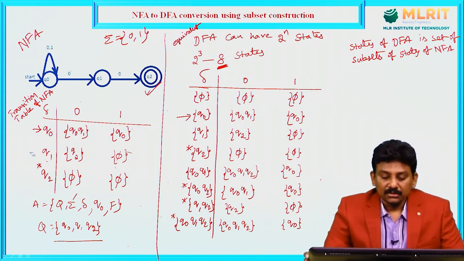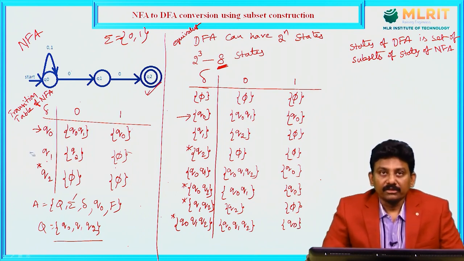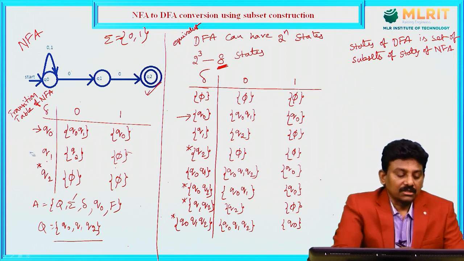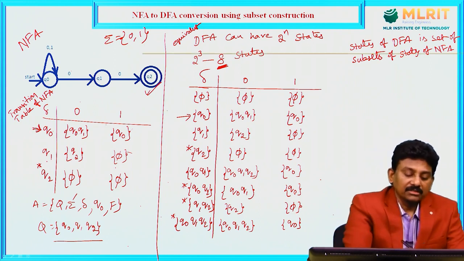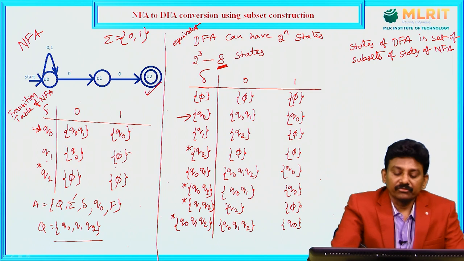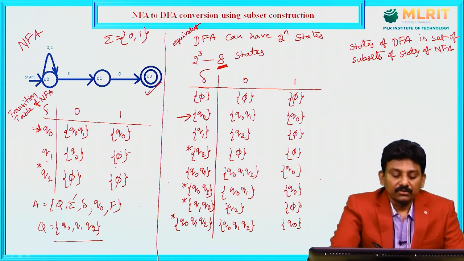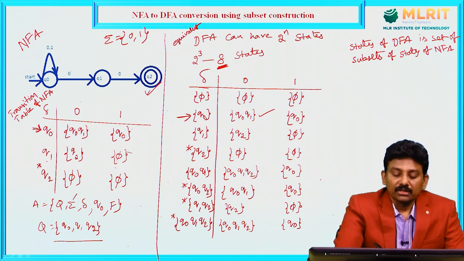So, this is the transition table of the equivalent DFA. Now, we need to find the accessible states from the starting state. So, starting state of NFA is same as starting state of DFA. From this starting state Q0, we need to find what are the states accessible. So, Q0 on 0 going to Q0, Q1.